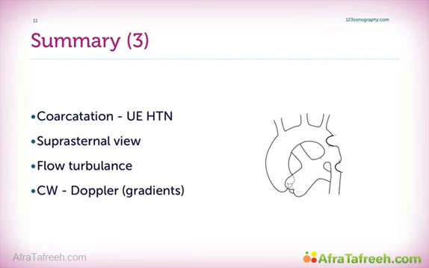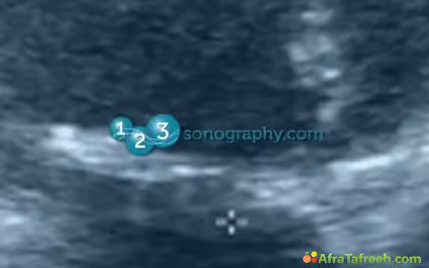Coarctation is characterized by upper extremity hypertension. Therefore, we see patients with hypertension referred to echocardiography who possibly can have coarctation. Use a suprasternal view to visualize the coarctation. Especially look at color Doppler to visualize the flow turbulences, and use continuous wave Doppler to quantify the degree of obstruction.